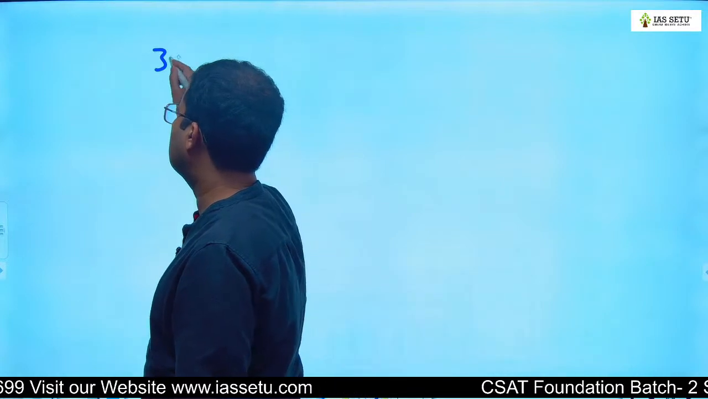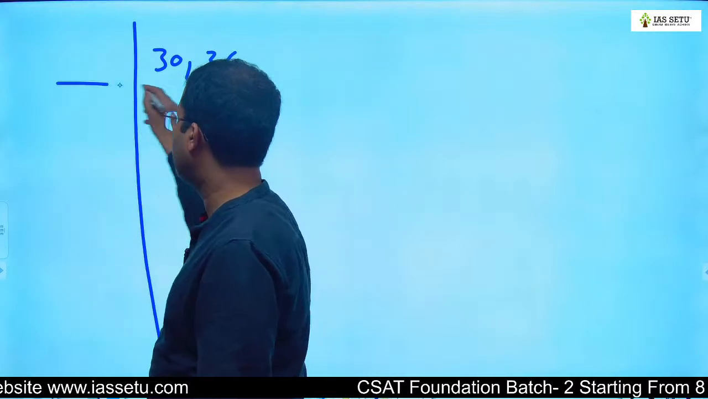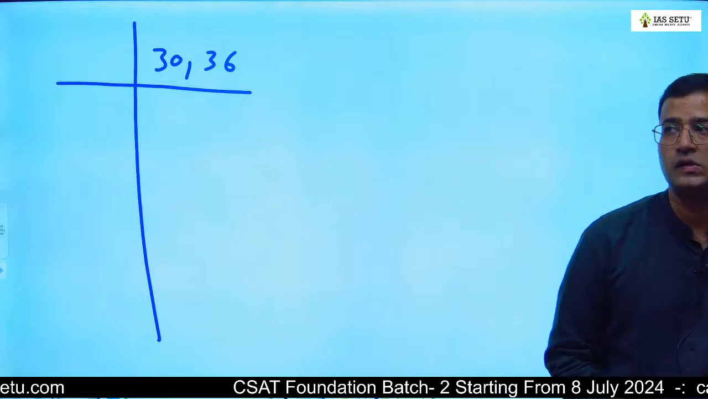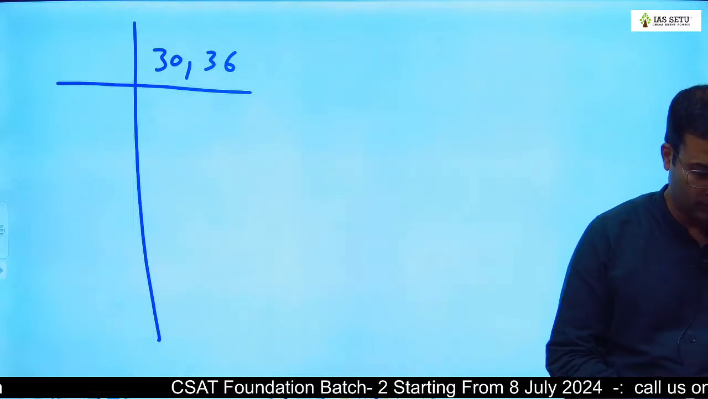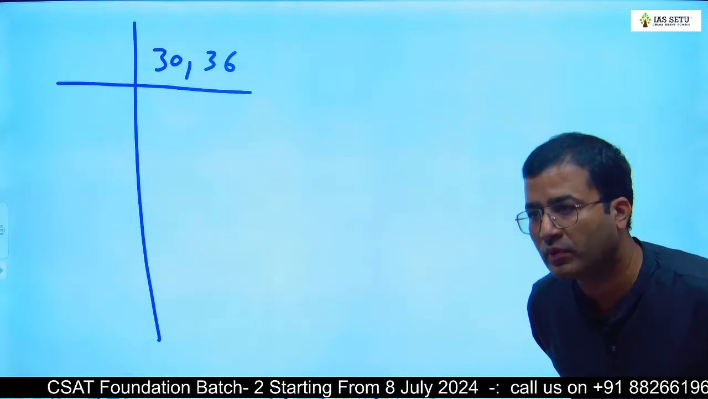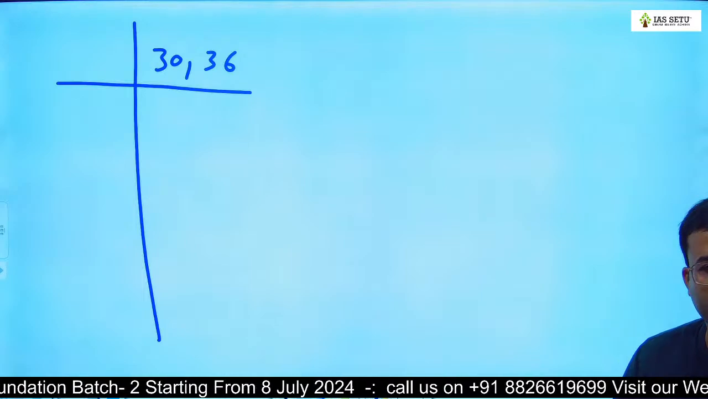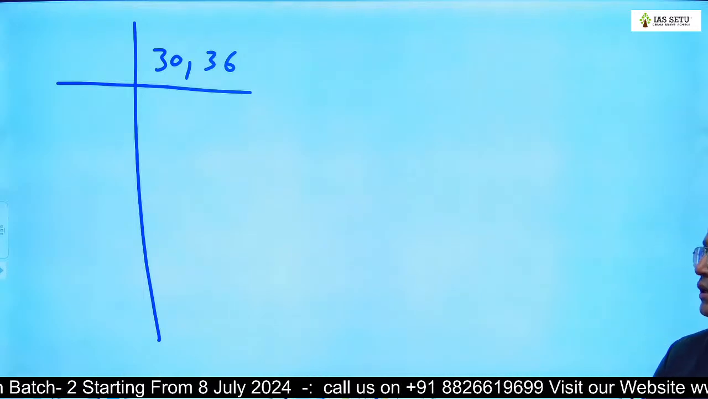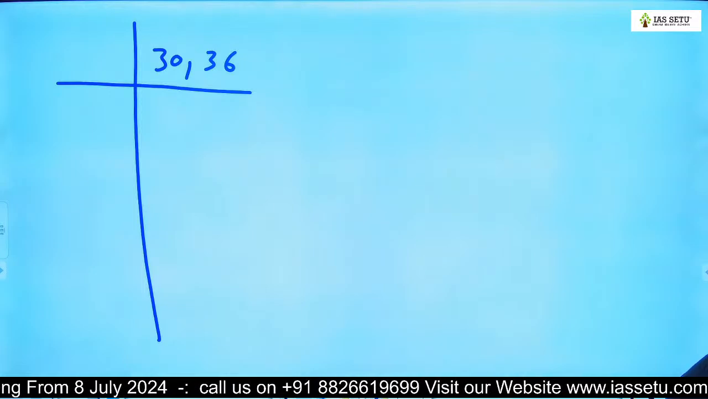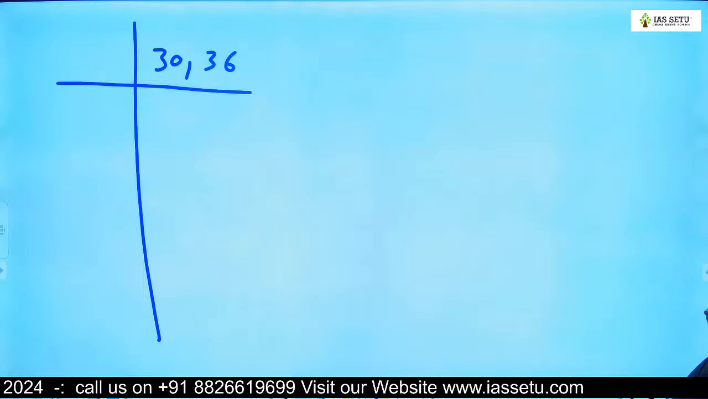I take a number like 30, 30. Remember this diagram. First I tell you LCM, and once you know LCM, HCF is easier. Sometimes we take a common factor out.